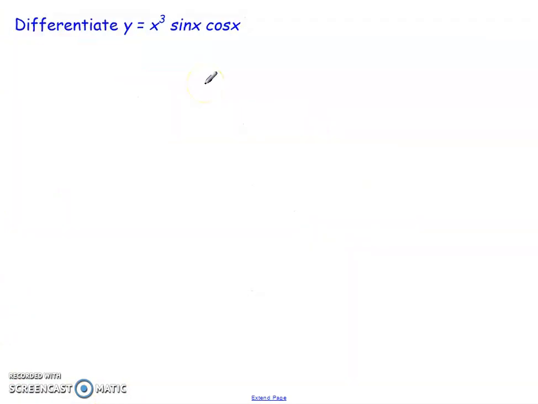Second question now, I want to differentiate y equals x cubed sin x cos x. Now this is similar to what I explained at the end of the theory video, in that I now have 3 functions multiplied together. I can still apply the product rule, but I'm going to have to apply it a couple of times. But our general steps are still the same.